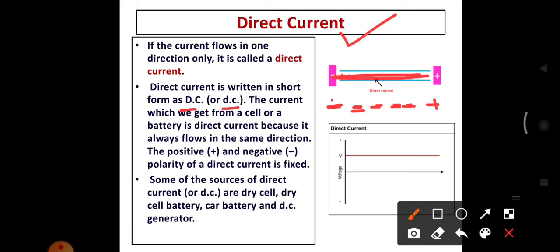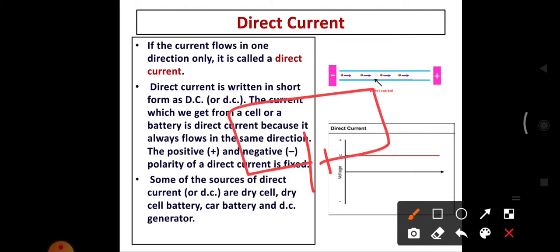The current which we get from a cell or battery is a direct current because it always flows in the same direction. The normal battery has two terminals, the positive and negative. So here the electrons move only in one direction. So this is the example for a direct current source. The battery is the example for a direct current source. The battery gives the direct current.